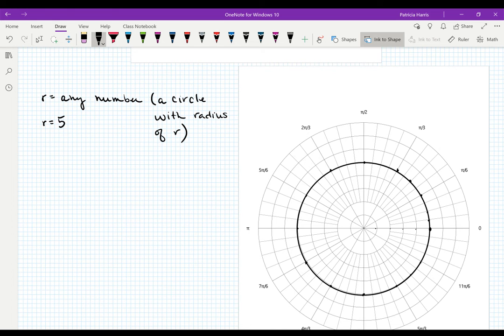It doesn't get any harder than that. If you have a graph that says theta equals an angle, that's just going to be a line. So if I have theta equals 2 pi over 3, my graph is going to look like this. And that's it. Those are your two most basic polar graphs. I'm going to show you some more polar graphs, but we're going to use Desmos to do that.